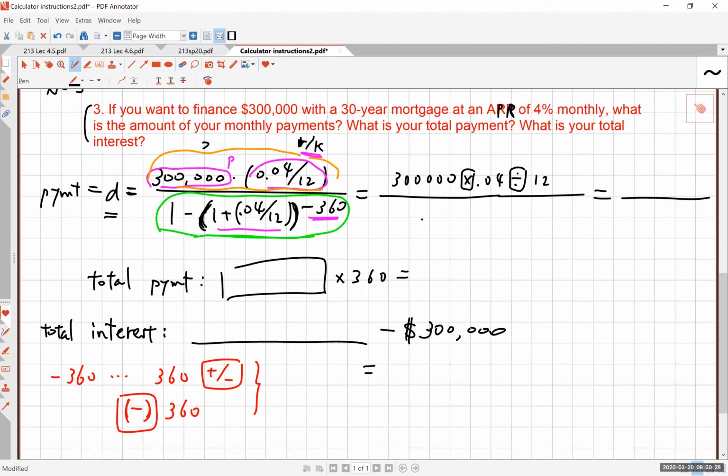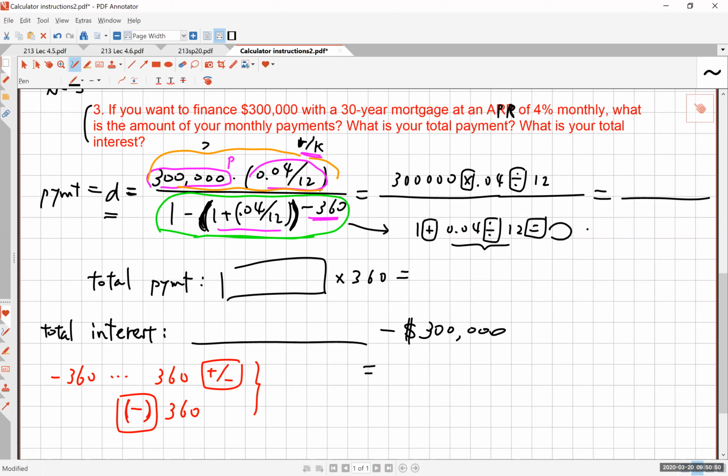Okay, so for this, here's what I think you should do. 1 plus 0.04 divided by 12. Again, your calculator is smart enough to know that this division is to be done first before you add 1 to it, right? And put an equal sign here, and that's going to give you everything in these parentheses.